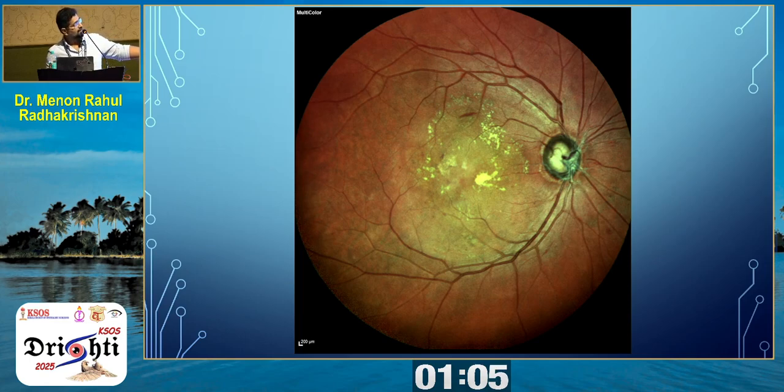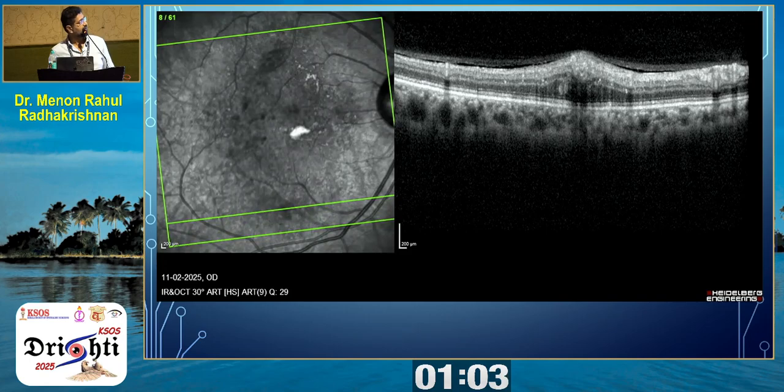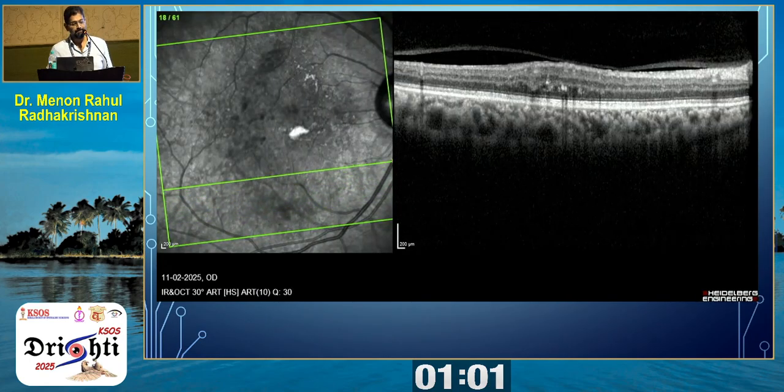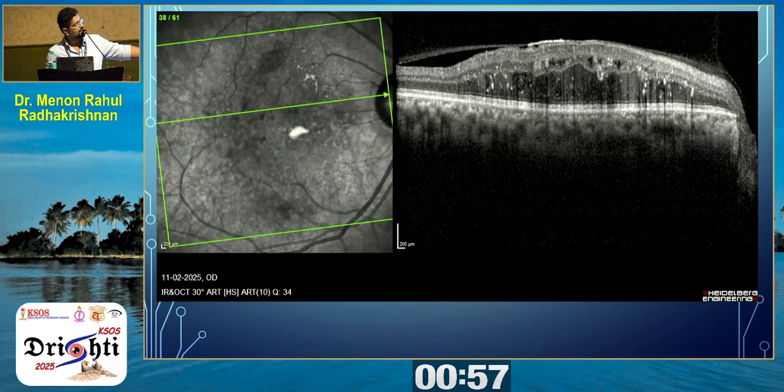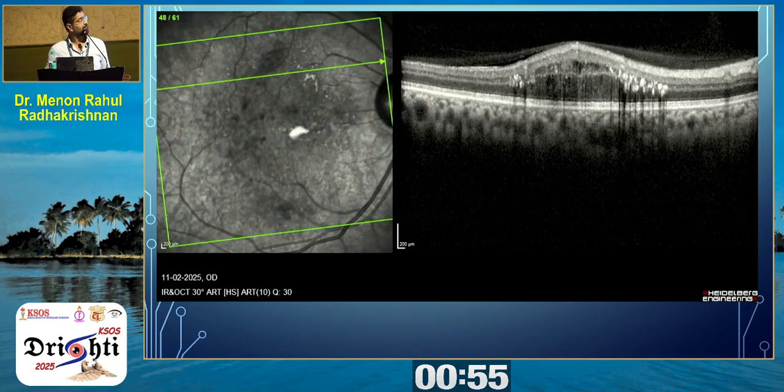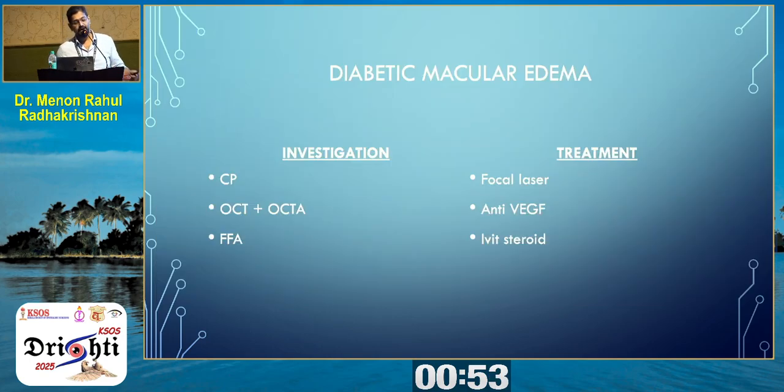There's another case. You can see the diabetic patient, you can see a lot of hard exudate there. This is the OCT, and you can see a lot of intraretinal fluid over here. You can see hard exudate clumps over there. This is basically a case of diabetic macular edema.